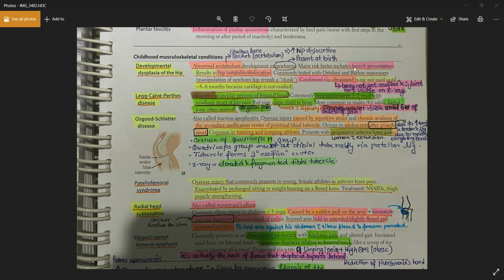And we have also discussed how X-ray is not helpful in diagnosing this condition, because ossification takes time, up to 6 months, right? So even if you do the X-ray, it won't show anything. You need to do the ultrasound to confirm this disorder.